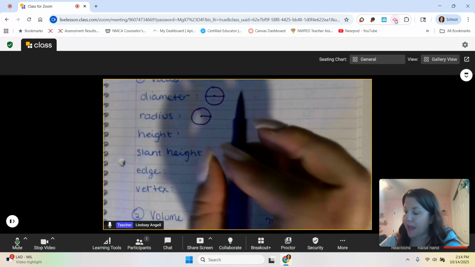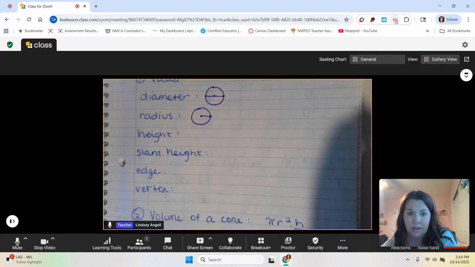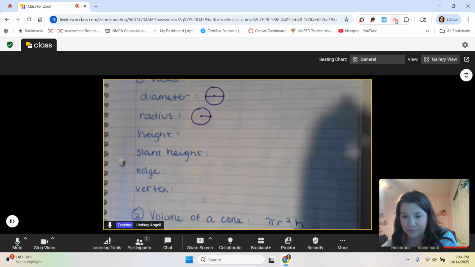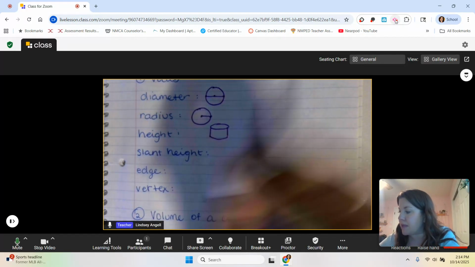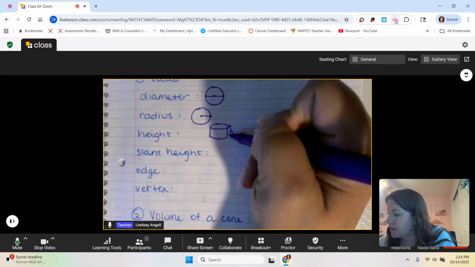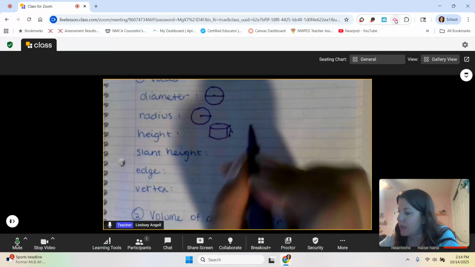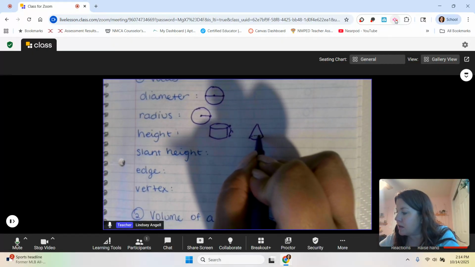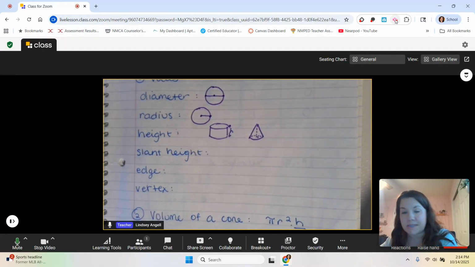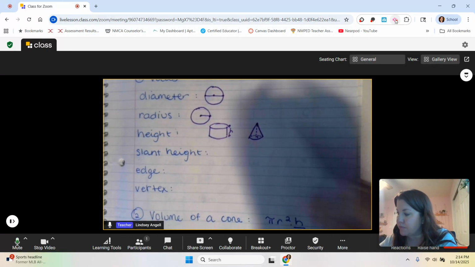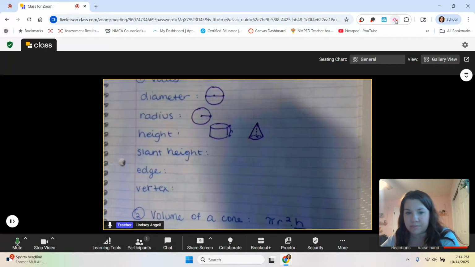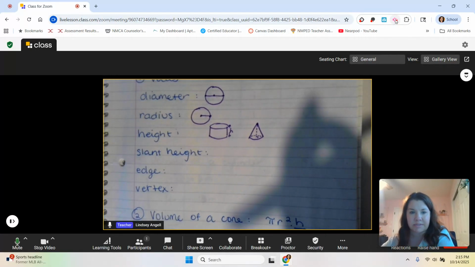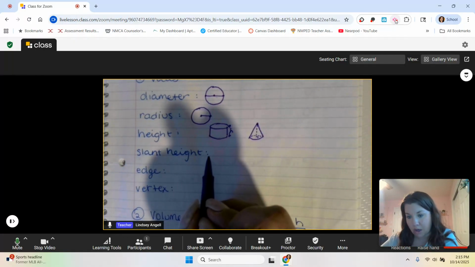So height. Height is a perpendicular measurement from the base of whatever you're working with to the opposite vertice. Like in a cylinder, that would be this length from the top base to the bottom base. In a cone, that would be this distance right here from the center to the opposite vertice. This is the vertice, also known as the apex of the cone. For a sphere, it would just be the diameter, from one side to the other, but we usually don't refer to that as the height of a sphere.